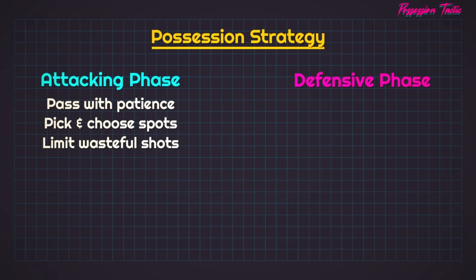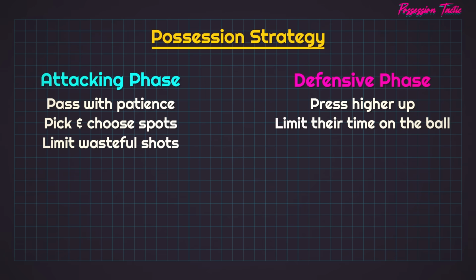When defending, usually you press higher up the field. You're closing down the opponent in an effort to limit their time on the ball and allow you to win it back quicker. There's a philosophy with possession tactics that say they are the ultimate defensive tactic. This is because if you have the ball, then the other team can't score.